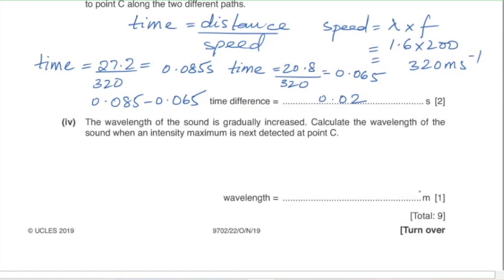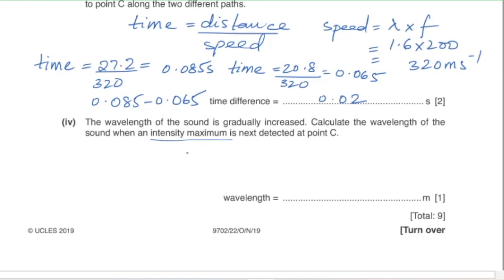Part 4. The wavelength of the sound is gradually increased. Calculate the wavelength of the sound when an intensity maximum is next detected at point C. Okay, so the main point you need to look at is that they're asking you to find the wavelength when the next intensity maxima forms. So intensity maxima can only form if the path difference is in whole numbers.